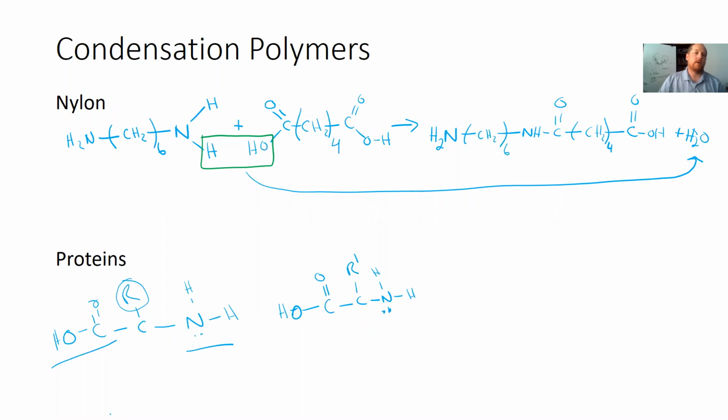Okay, where the condensation occurs between the OH from the carboxylic acid and the hydrogen from the amine, to form, at least in this case, a bond between those two amino acids.